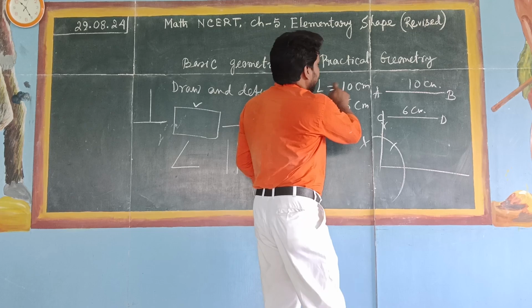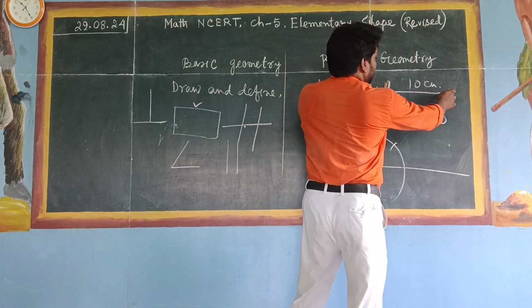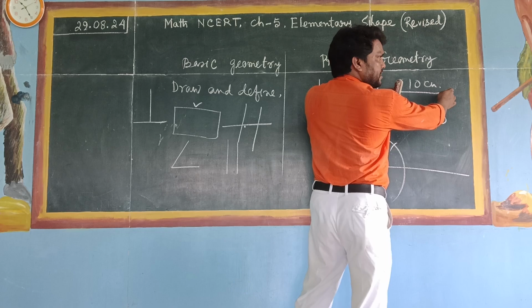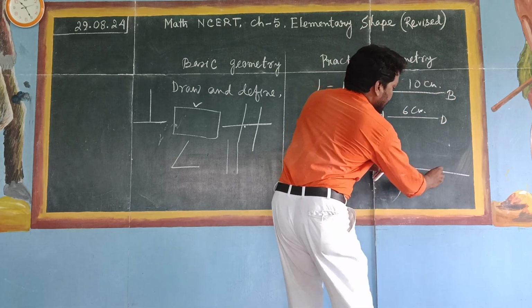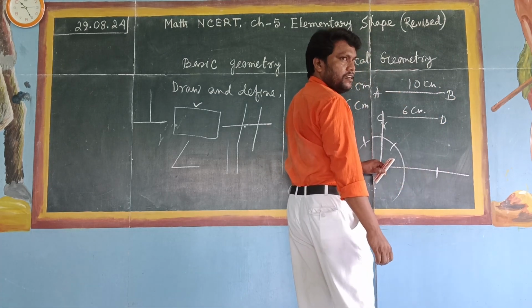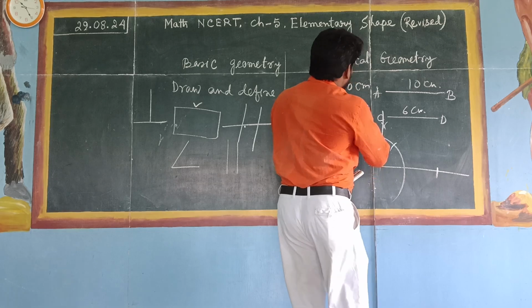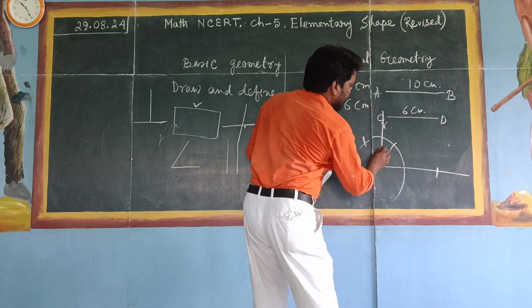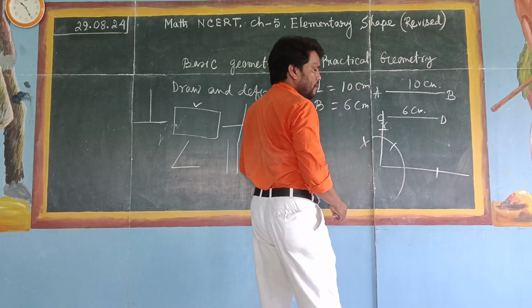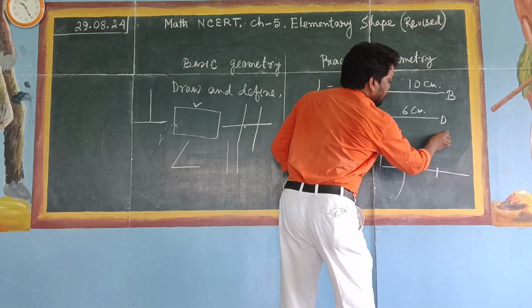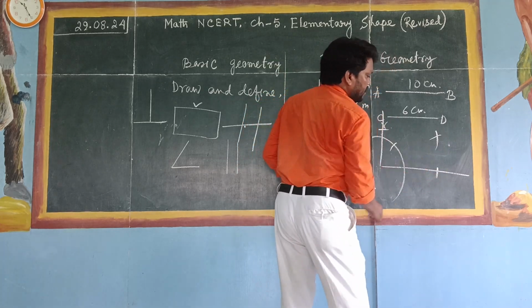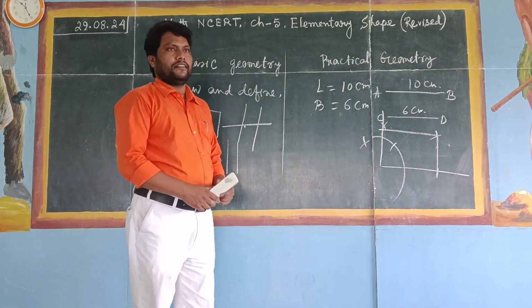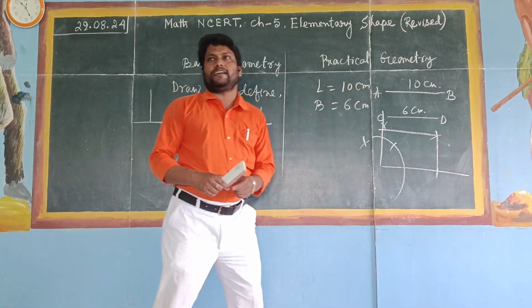Okay, then the length. Measure 10 cm with the pencil compass. Now from this point cut 10 cm. Measure 6 cm and cut with the pencil compass. Then from here cut 6 cm here, from here 10 cm here. Now join. This is called practical geometry.